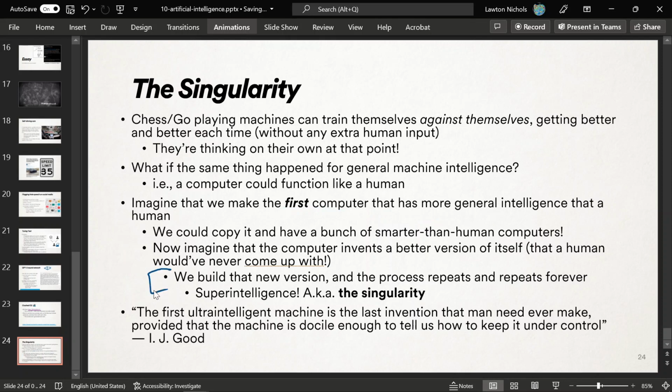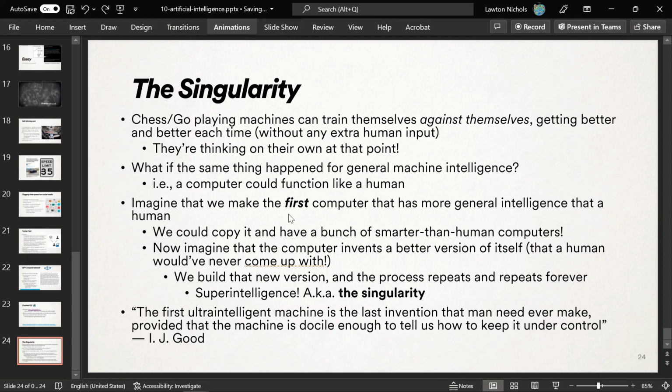And then we'll build that thing that this supercomputer was telling us to build because it's smarter than us and we trust it, hopefully. And then that repeats forever and ever until we have the smartest thing that hardware could make, right? We have super intelligence. We have computers making themselves better with no outside input from real life humans. And that is called the singularity.